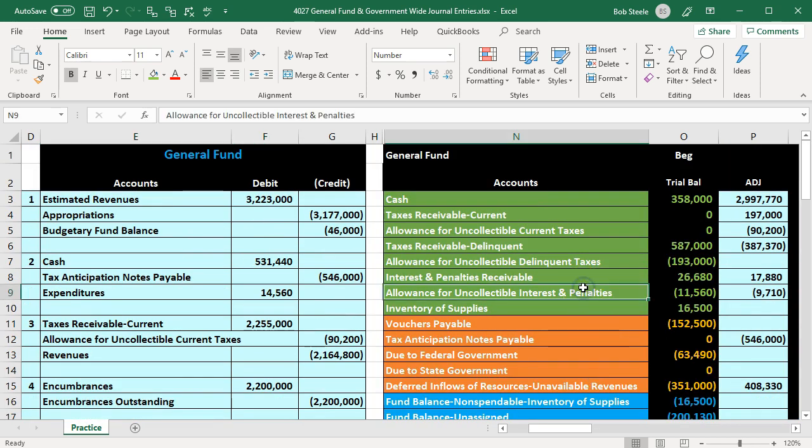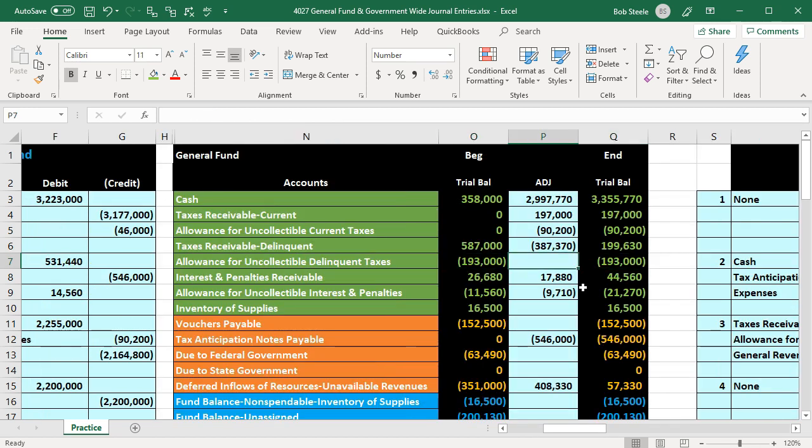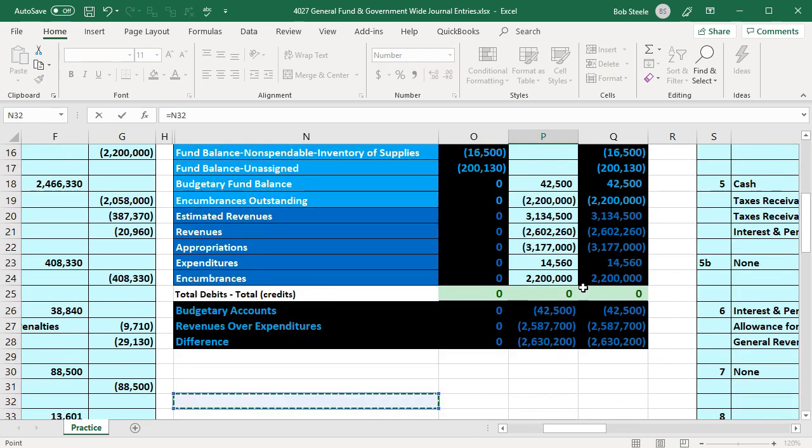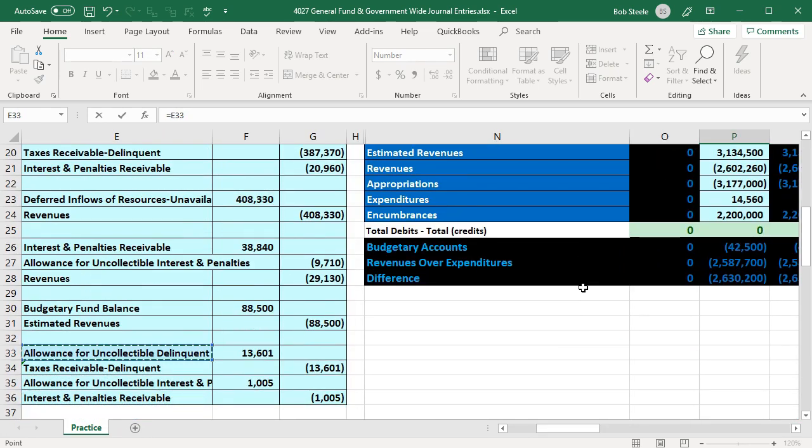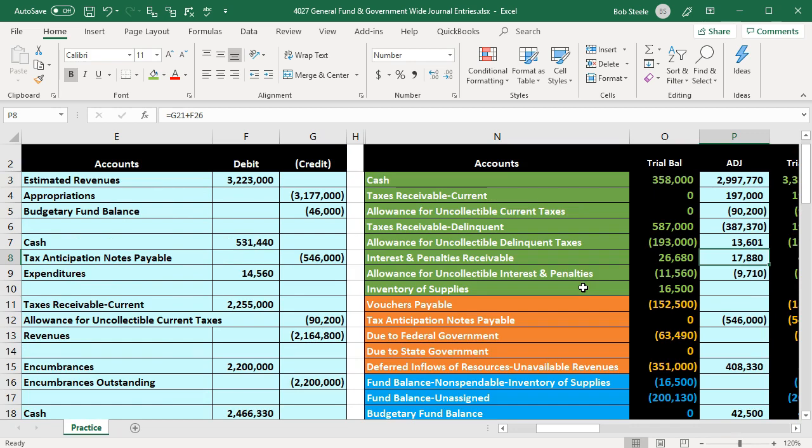So we're going to go back up top, and we have the delinquent. We want to be in the allowance in P7 equals. We're going to scroll back down and pick up that allowance and enter. So there we have that.